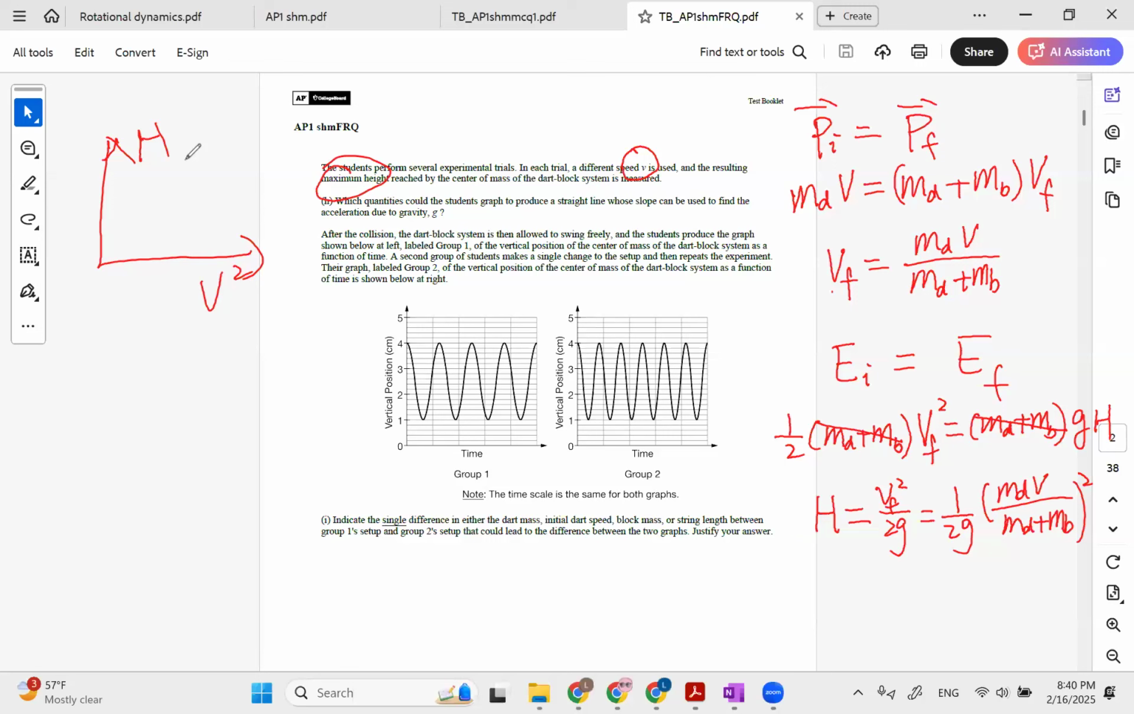Oh, because you measure v and you measure height, right? And then you look at this equation. This is h equals 1 over 2g times md over md plus mb, squared, times v squared. In order for you to get a straight line, you need y equals mx plus b, right? But this is v squared. If you plot h versus v, you won't get a straight line. That's why you want to use h versus v squared. Does it make sense?